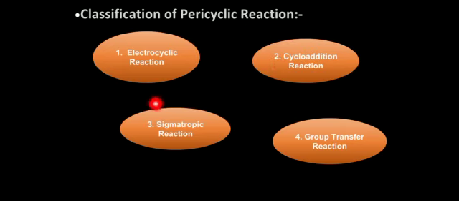The third one is the sigmatropic reaction, which involves the migration of a sigma bond with pi bond formation. The fourth one is the group transfer reaction, which involves the migration of a group from one species to another.